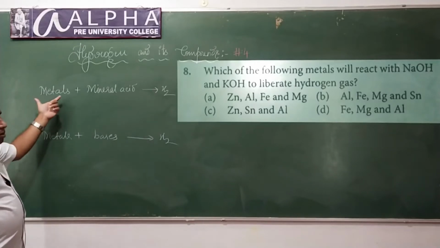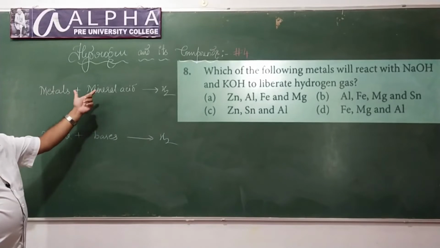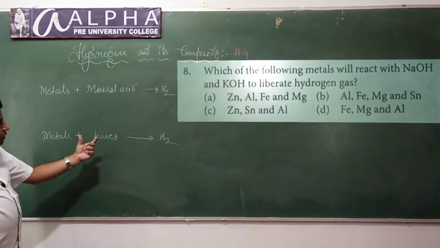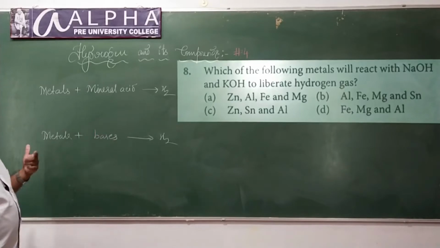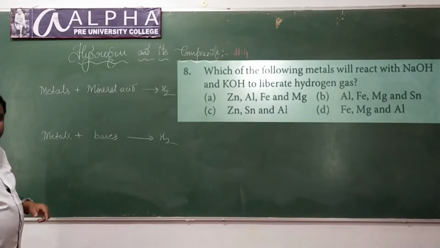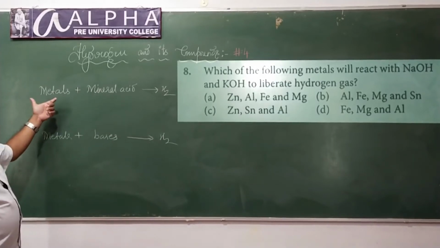Okay, for a metal to react with mineral acid and liberate hydrogen gas, there is a condition. And for a metal to react with base and liberate hydrogen gas, there is also a condition. What is the condition for a metal to react with mineral acid and liberate hydrogen gas? Yeah, it should be a highly reactive metal.